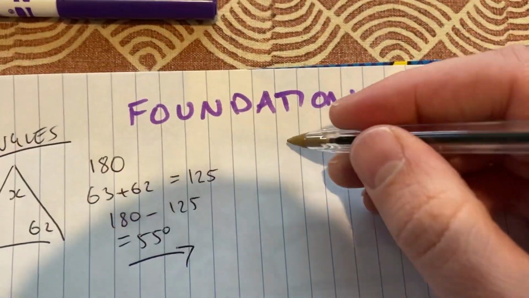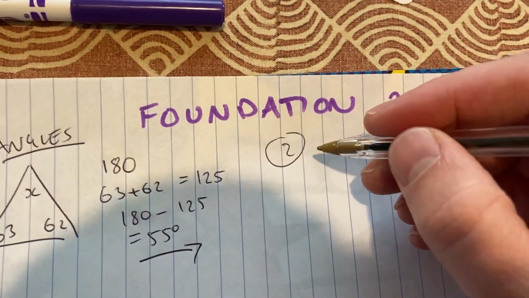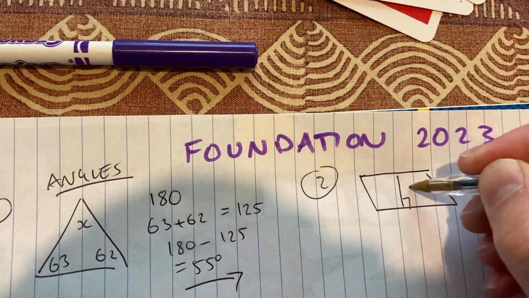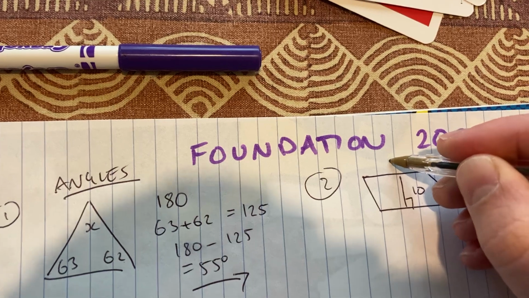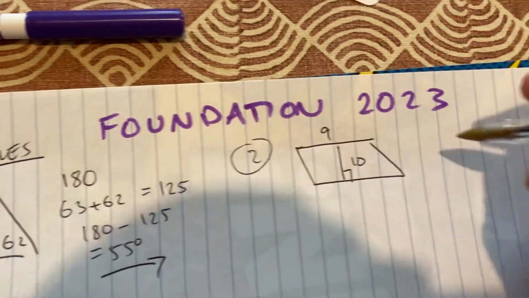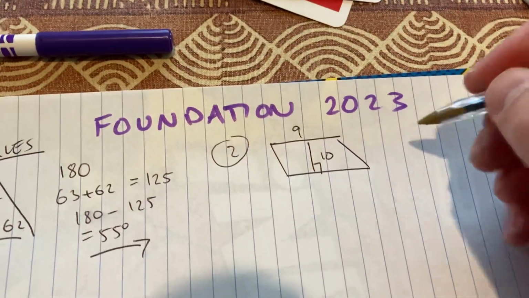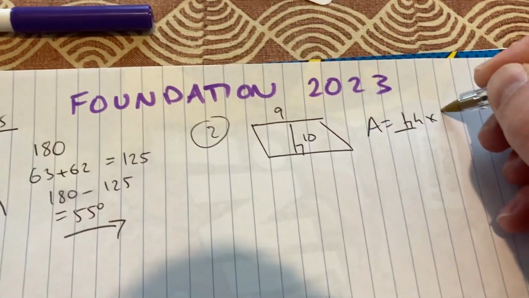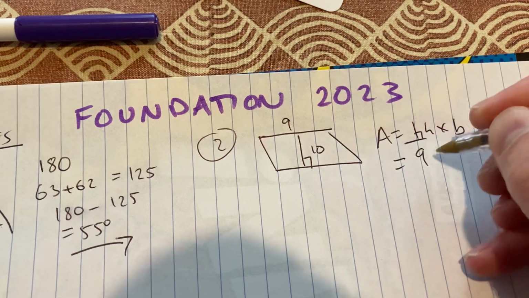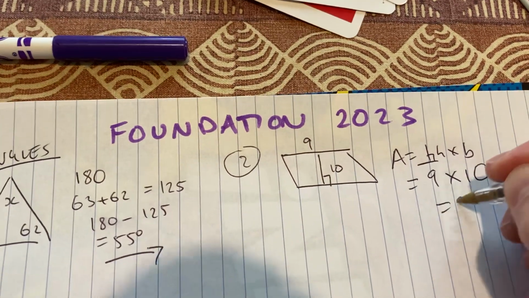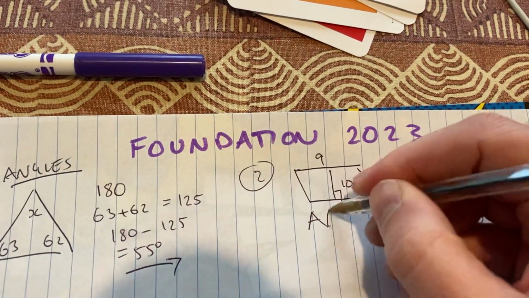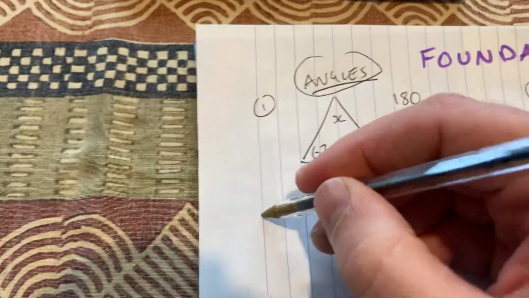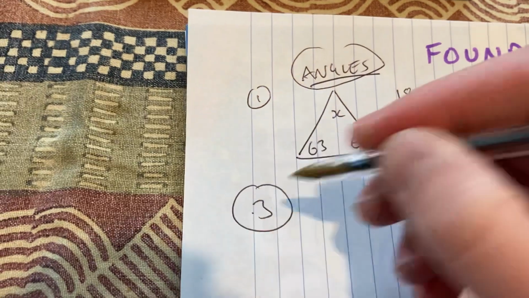The next question looked at area and had a parallelogram, perpendicular height of 10 and a base or length there of 9. And it's very similar to a rectangle. The area is perpendicular height times the base. So I just do 9 times 10. You get 90. So that topic there is area. Okay, and that one was angles. Let's take a look at the next one.